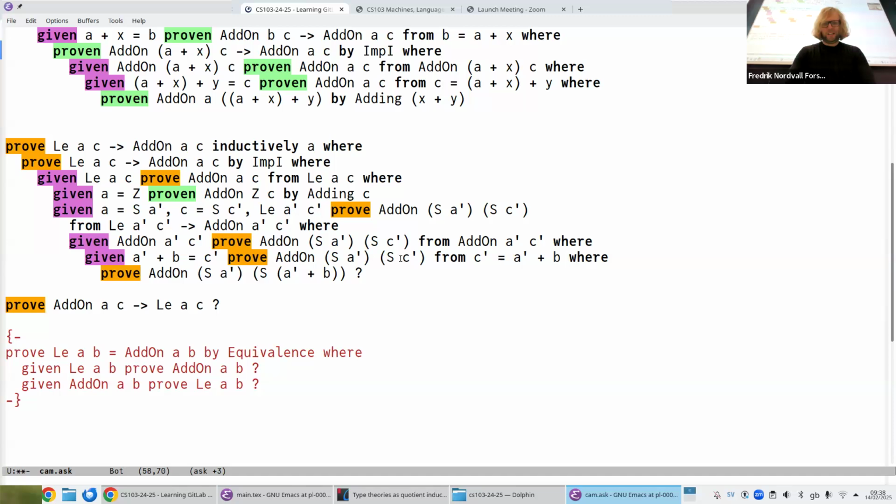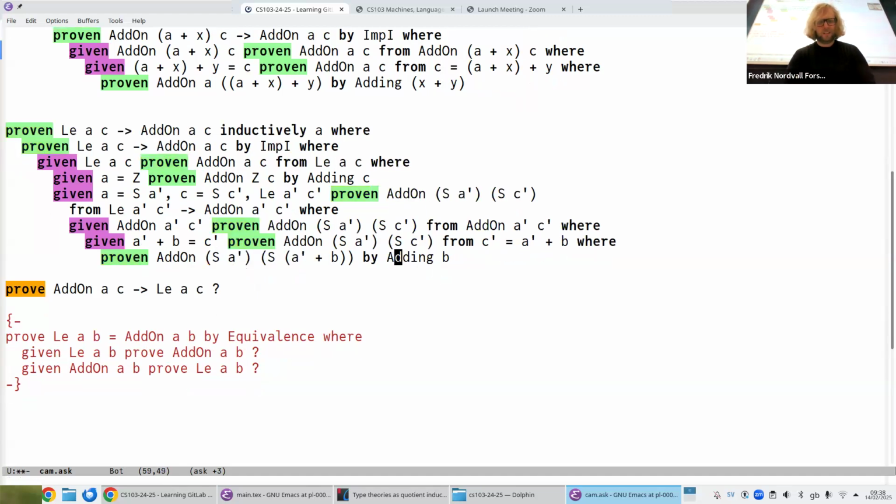So what this is doing is it's replacing the C prime with A prime plus B, right? Okay, so now I'm in a good position to say, by adding B. Okay, let's see what happens. And thankfully, that equation now is just true, and we don't have to fiddle around with moving successors here and there. Lean is doing that for us, right? So yep, good.